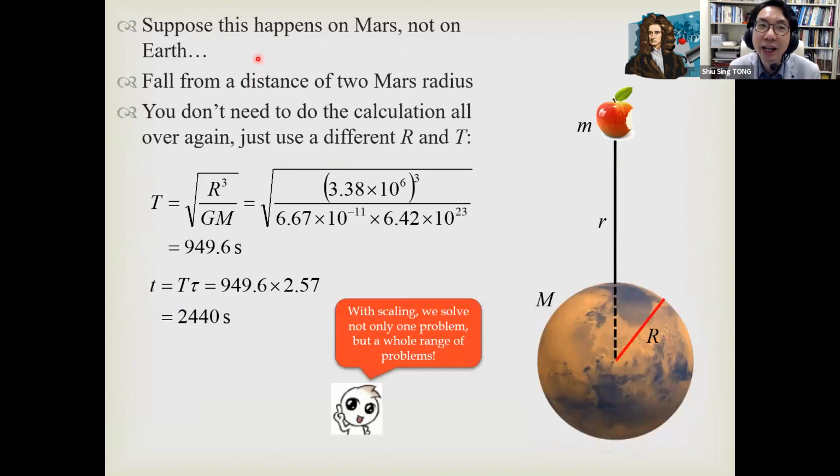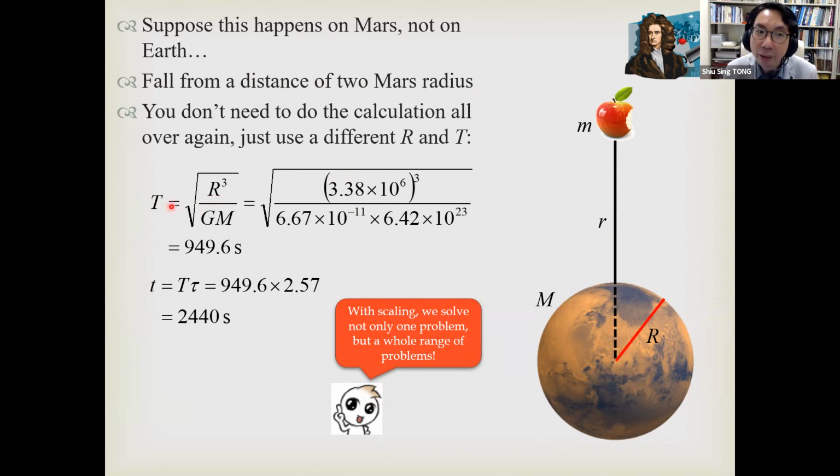Now suppose the falling does not happen on Earth, but the same calculation happens on Mars, on the planet Mars. Okay, and initially I assume that the apple also falls from a distance of 2 times the Mars radius. So everything is the same, except I now replace the planet Earth with the planet Mars. Okay, so do I need to do it again? No, I simply change the scale. Now for the space scale, I should use the radius of Mars, but not the Earth.